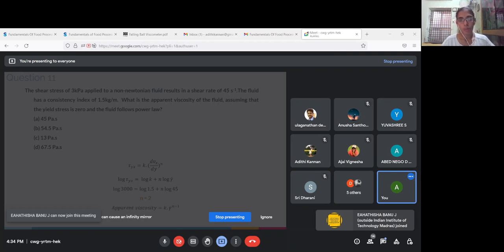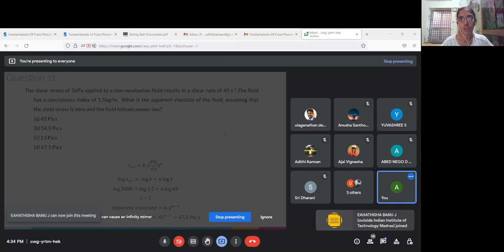So, apparent viscosity: since it's a non-Newtonian fluid, this K is not actually equal to viscosity. If it was a Newtonian fluid, this K is actually equal to viscosity and n is equal to 1. Since it's a non-Newtonian fluid, the apparent viscosity is calculated by K into gamma raised to n minus 1. If you plug in the values, you know the value of K, and the value of gamma is given as 45 second inverse. So 1.5 into 45 raised to 2 minus 1 is 67.5 Pascal second.